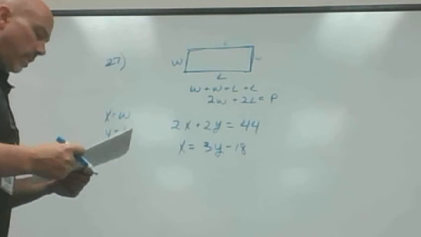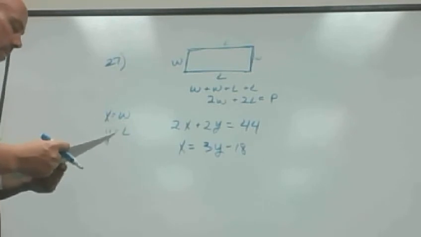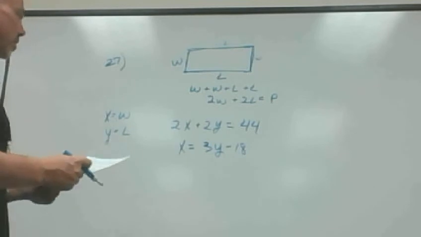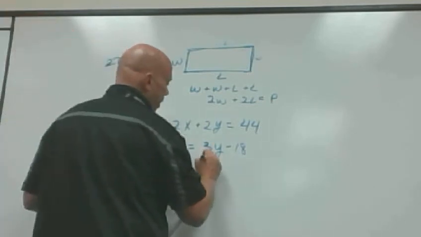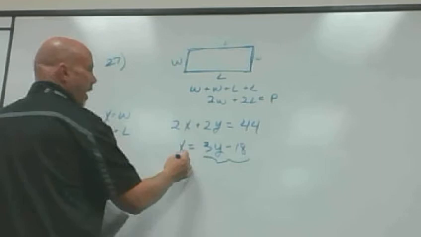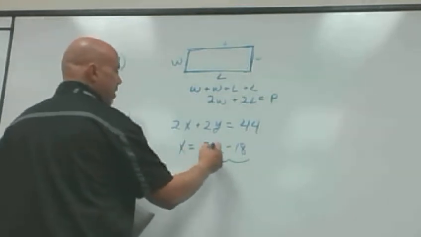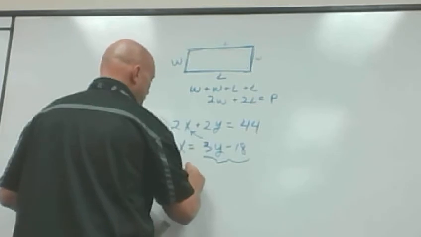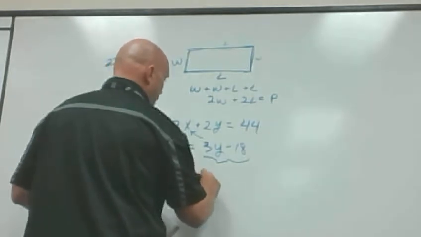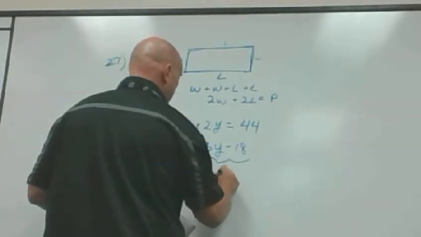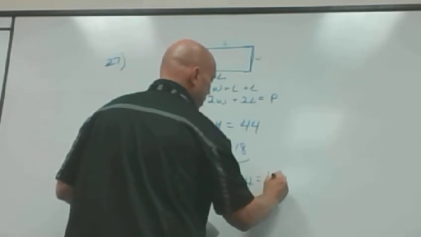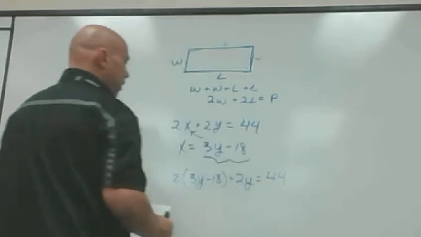So now I have my two equations, and it's pretty much set up for substitution fairly well, because again, all of this is what equals x. So I could take all of this and substitute it in for that x right there. So I'll go ahead and do that now. I have 2 times (3y minus 18) plus 2y is going to equal 44.